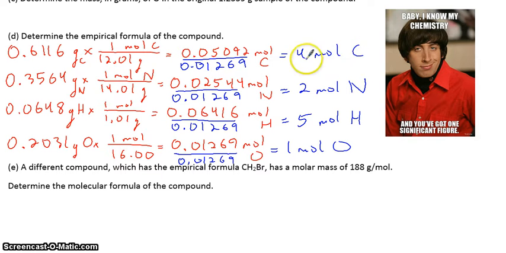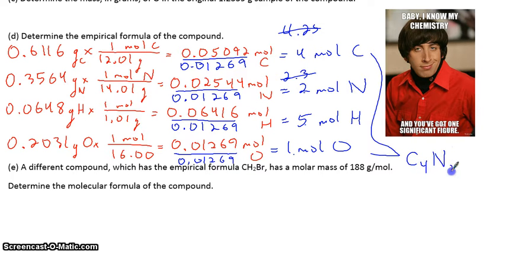Now, if you do the calculation and find that these numbers aren't exact, maybe if this was 4.25 or something, or if this were 2.3, then you'd have to multiply till whole. In this case, these numbers come out to be pretty even, and we can get our formula from all these, and our formula turns out to be C4N2H5O. So this is the empirical formula of this compound. Be able to do empirical formula calculations.